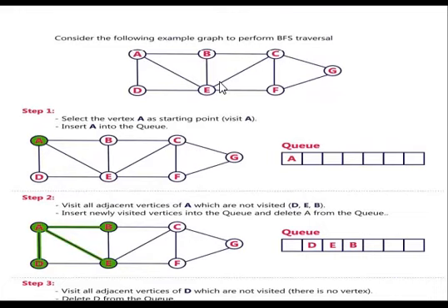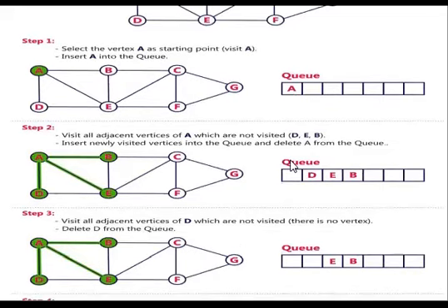We consider the same graph we used in the first method, but in breadth first the vertices are traversed in a wide manner, so the operations are taken briefly. In the first step, A is the starting point, so we enter A into the queue and visit all the adjacent vertices of A which are not visited. There are three: B, E and D.